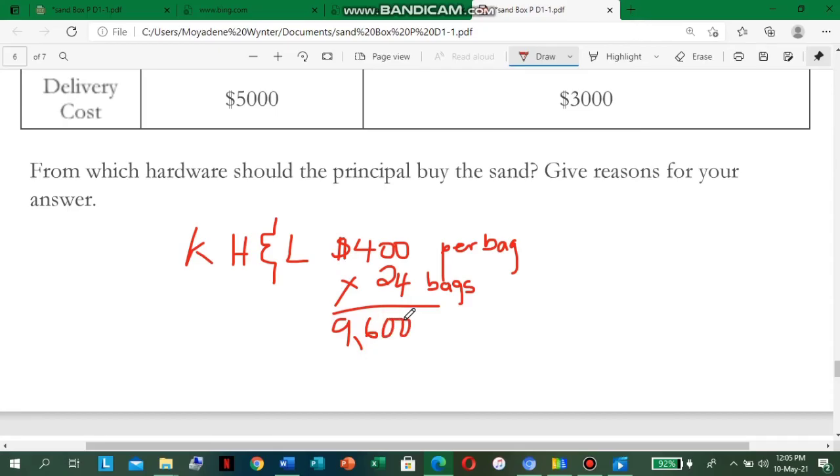So we get $9,600, but that's not where it stops, because we have to keep in mind the delivery cost, which is $5,000. So $9,600 plus the delivery cost, plus $5,000.